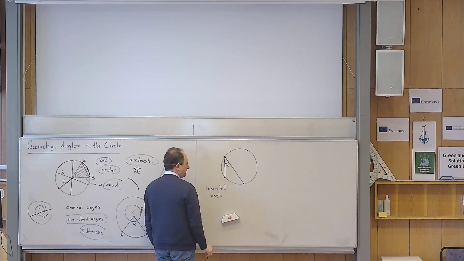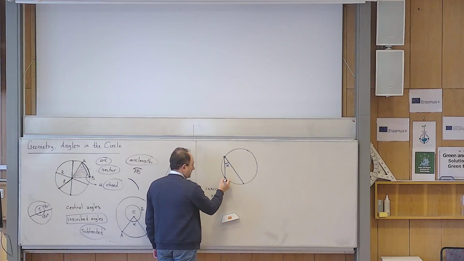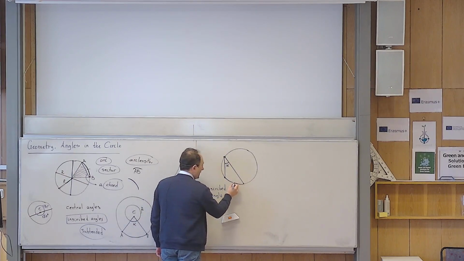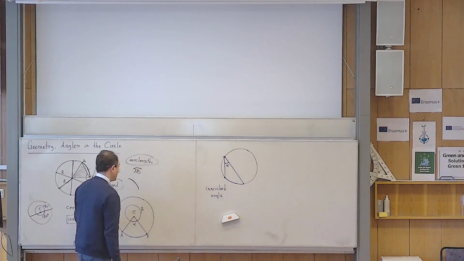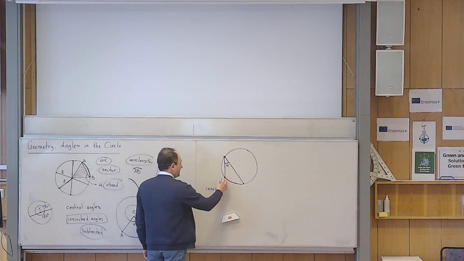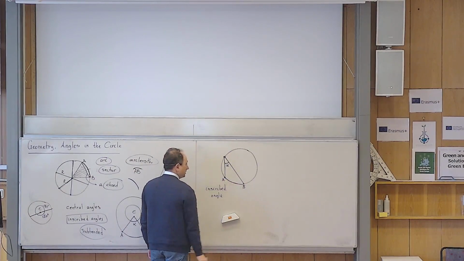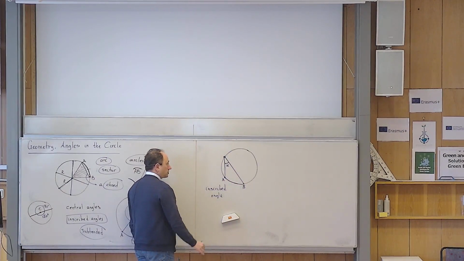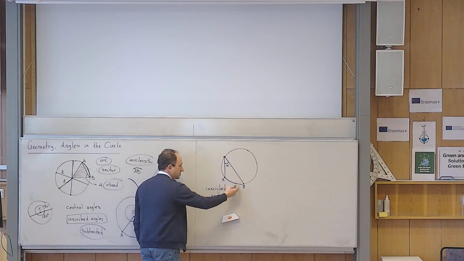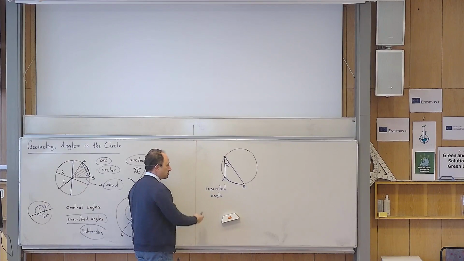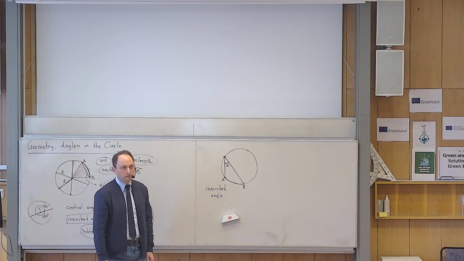Yes? And then if I ask you, what can I say about this arc? Again, you use the same word. You say that the arc AB is the arc subtended by alpha, or alpha subtends this arc. That's the notion of an inscribed angle.